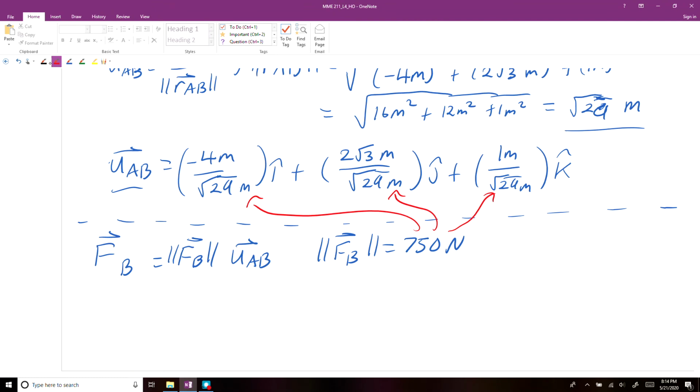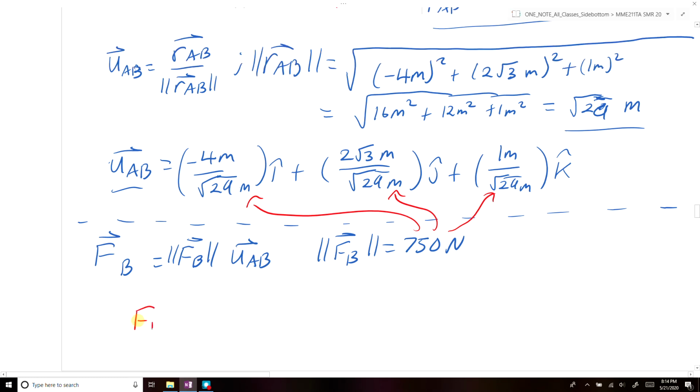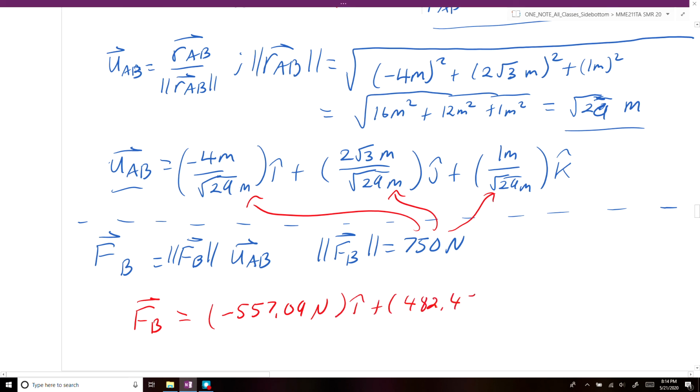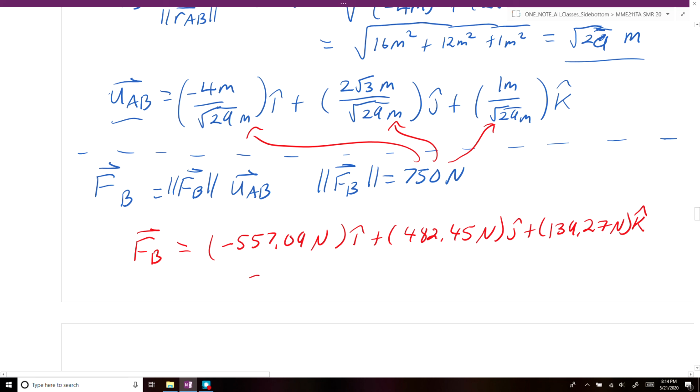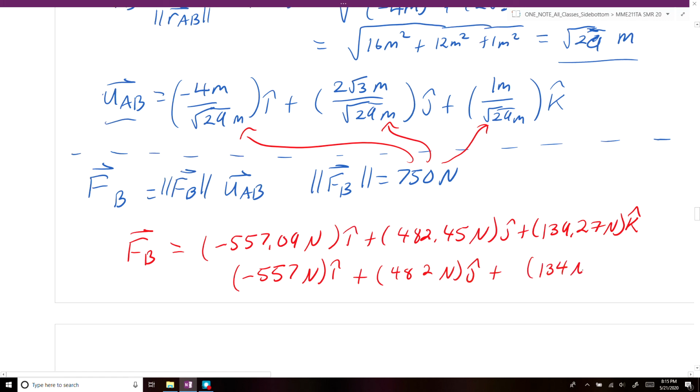If we do that, we'll end up getting force B equal to minus 557.09 newtons i, plus 482.45 newtons j, plus 139.27 newtons k. We can round that to 3 significant figures if you'd like. And our answers would be minus 557 newtons i, 482 newtons j, plus 134 newtons k.